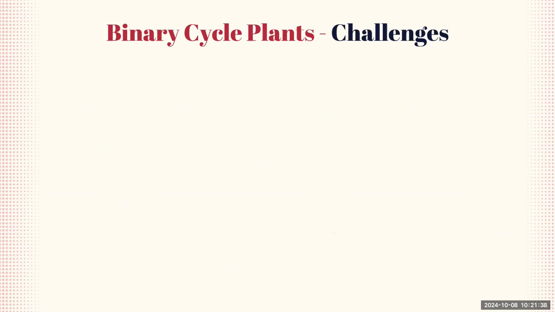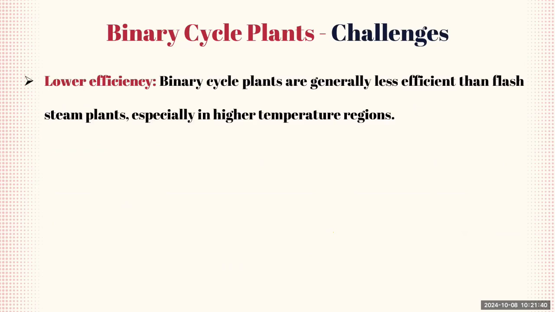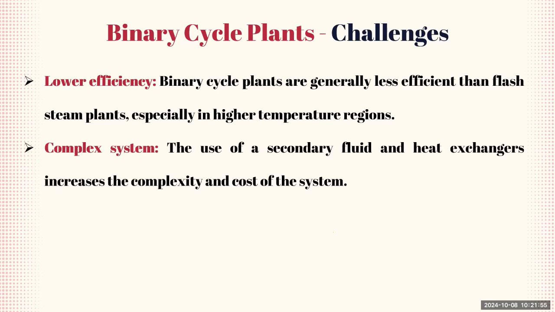As for their challenges, well, first, they have lower efficiency because binary cycle plants are generally less efficient, especially in higher temperature regions. This is because the flash system can extract more energy due to their high temperature. Moreover, it's also a complex system where the use of a secondary fluid and heat exchangers increases the complexity and the cost of the system. So this requires more maintenance and more infrastructure.